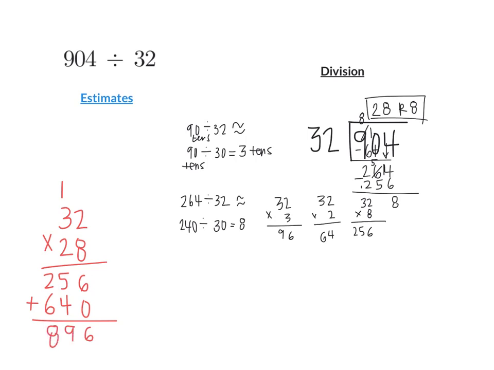When I do that, I get 896. But I have to add the remainder. So I'm going to do 896 plus 8, which is 904. That's my whole, so I like it.